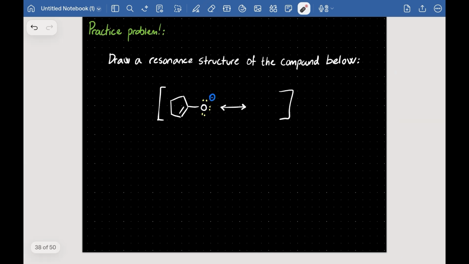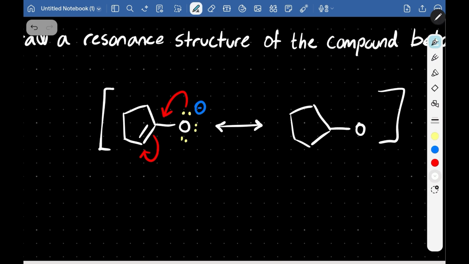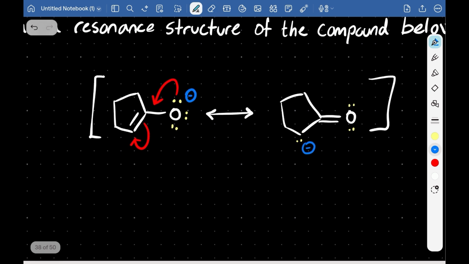So let's do a little practice. Draw the resonance structure of the compound below. So we notice that this is a lone pair next to a pi bond. Therefore, we draw 2 curved arrows, one from the lone pair to form a pi bond and one from the pi bond to form a lone pair. So it's going to be like this. It's pretty simple. So that means it gets a double bond. That's a very shaky double bond. And so look carefully at the formal charges. The negative charge used to be on oxygen, but now it's moved to carbon. So that's basically the exercise.